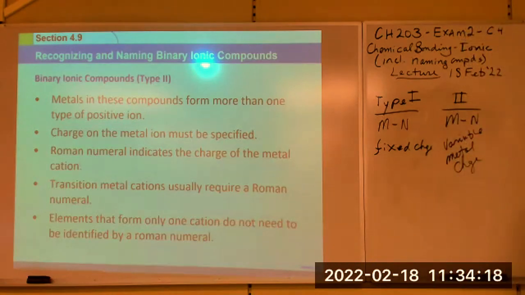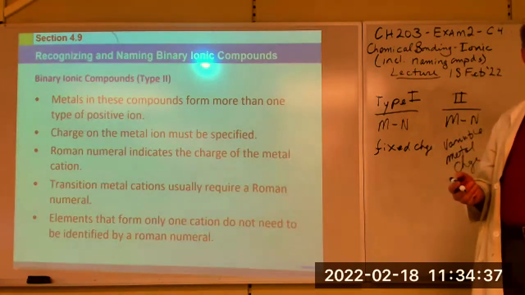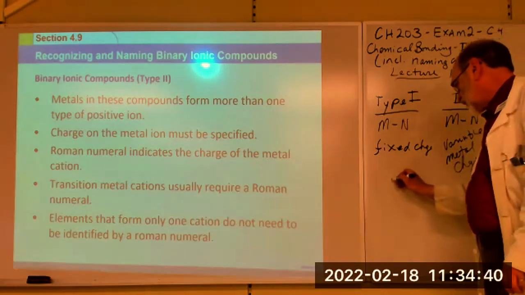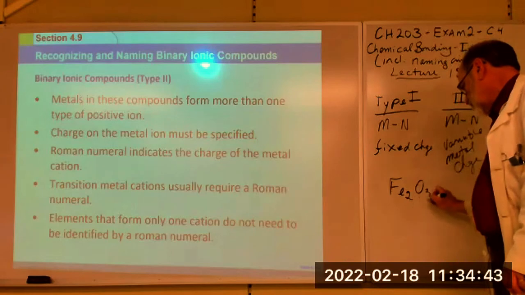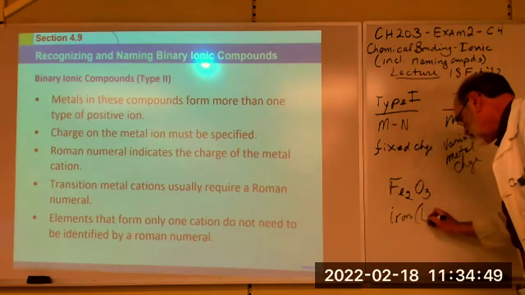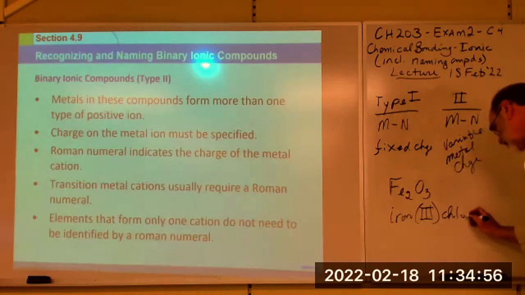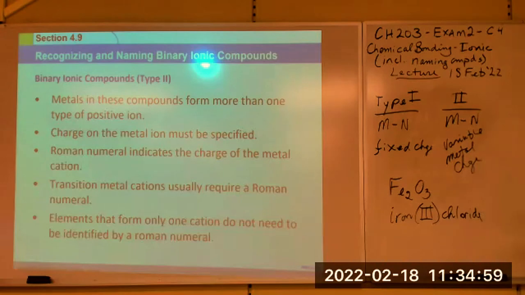So what do we do? Well, to be unambiguous, we have to say what the charge is. If you don't know what the charge is, you can't balance and write the compound correctly. So in order to do that, we insert in parentheses next to the metal, in Roman numerals, the charge of the ion. So our example before was this one, right? And in that case, we have iron, 3. It's a 3 plus charge. Chloride. There we go. So that's an unambiguous name for that compound.